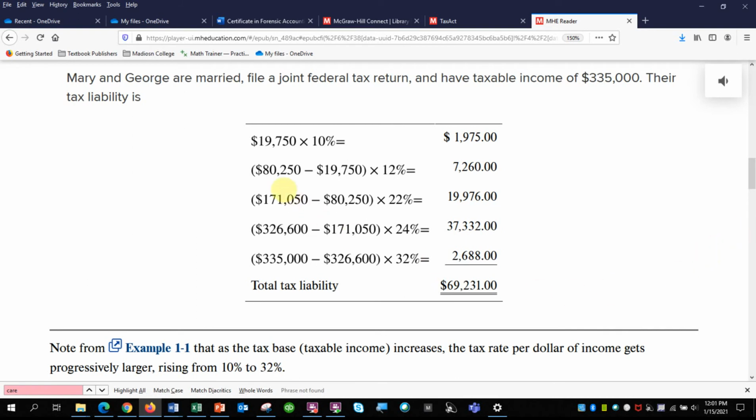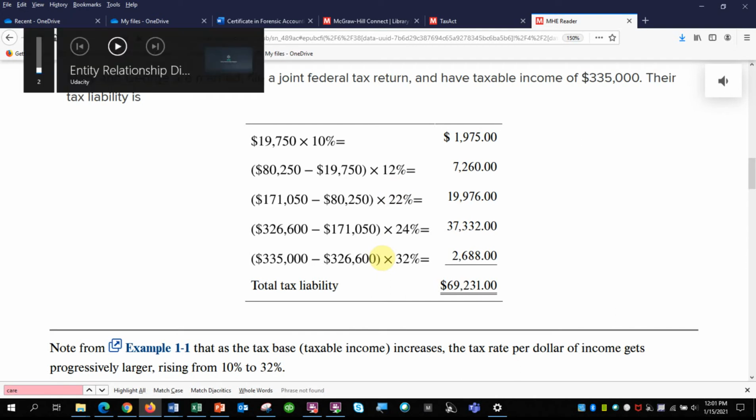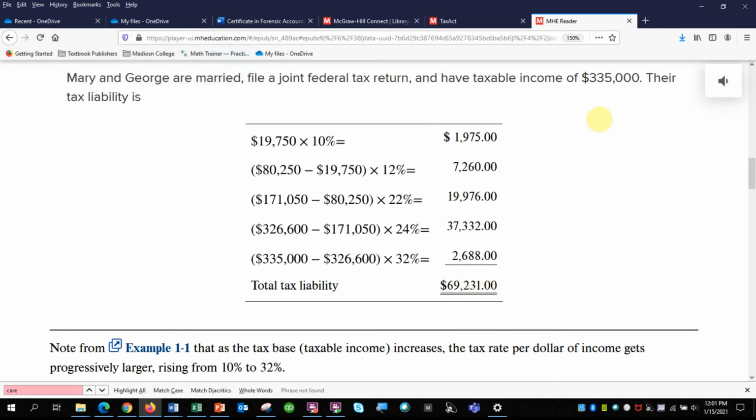So we use this progressive tax system to say, look, the first $19,750 of your taxable income will be taxed at 10%. In the next level, at 12%, any income between $19,750 and $80,250 will be taxed at 12%. And so forth down the line as we calculate our total tax liability. It isn't just a matter of taking 32% times $335,000, you'd be overtaxed that way. So you go through each of the strata of the progressive tax system, and you apply that marginal tax rate to the taxable income that falls within the tax bracket.